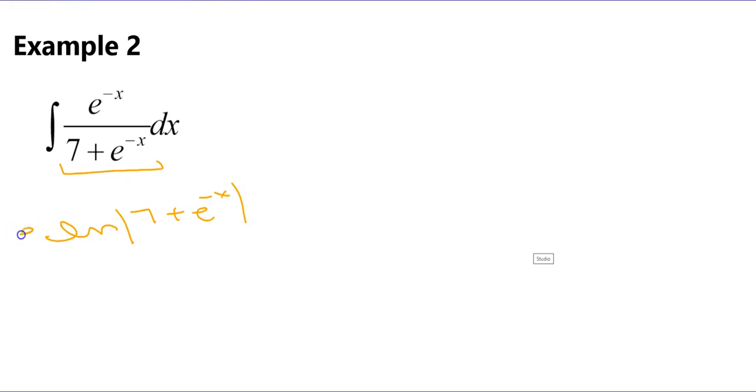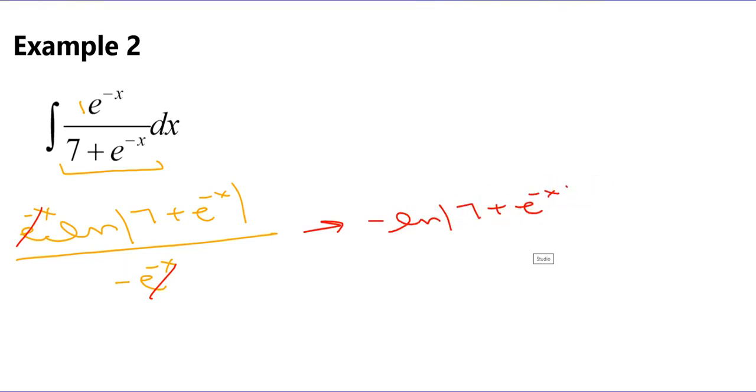But keep in mind, I need to keep everything else, okay? So I took the antiderivative of the outer. The outer is 1 over all of this, holding the inner, okay? Then step 2, I need to divide by the derivative of the inner. The inner is 7 plus e to the negative x. Well, that derivative is negative e to the negative x, right? So again, everything cancels except this negative. So a rewrite will be negative ln of the absolute value of 7 plus e to the negative x.